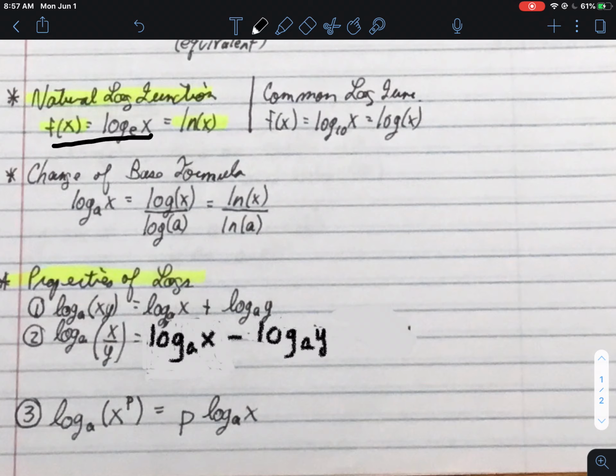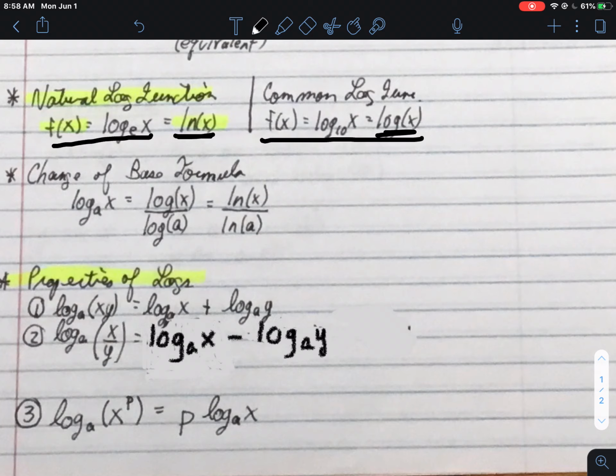Here we have the natural log function, f of x equals log base e of x. You never see it written that way. You always see it this way. All right, so that ln of x, that is log function base e. The other is the common log, we call it. It's base 10. But again, you never see it written with a base 10. You always see it written as just log of x.